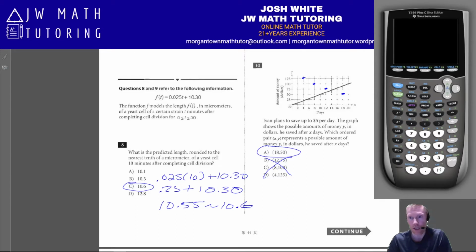Because it says he plans to save up to $5 per day. So it's not necessarily equal to $5 per day. It could be less than that. But it can't be more than that is the point.